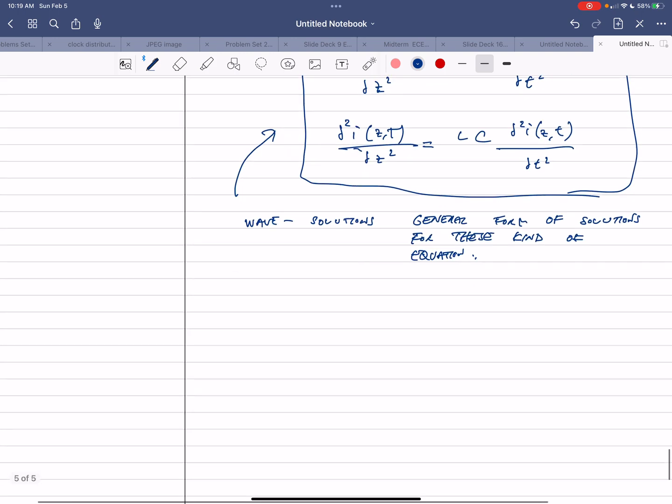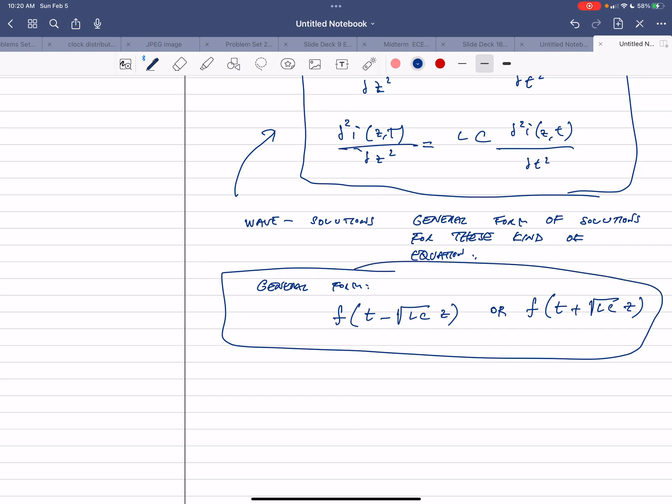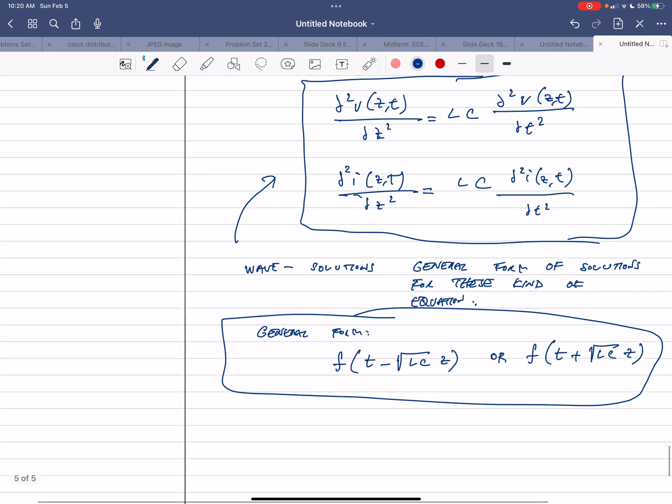I'll write the general solution down for you before I give you an example. The general form is a function of time minus the square root of LC times z, or another possible solution could be a function of time plus the square root of LC times z. These are the general solutions for these two equations, and they're called wave solutions. We'll see why here.